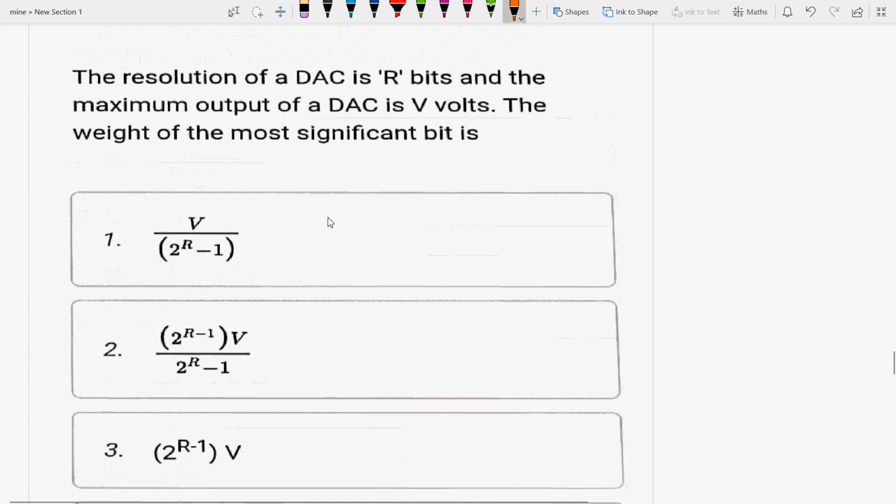यहाँ लास्ट से शुरू करती हूँ। फर्स्ट क्वेश्चन है द रिजोल्यूशन ऑफ ए DAC। DAC means what? Digital to analog converter is R bits, right? And the maximum output of a DAC is V volts. The maximum output is V volts. Then the weight of the MSB, most significant bit, is C.